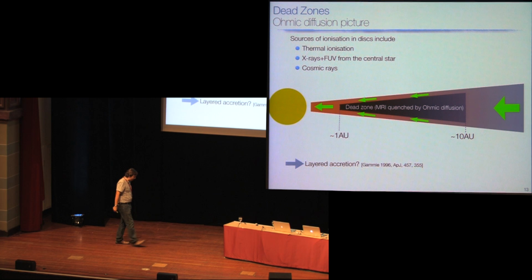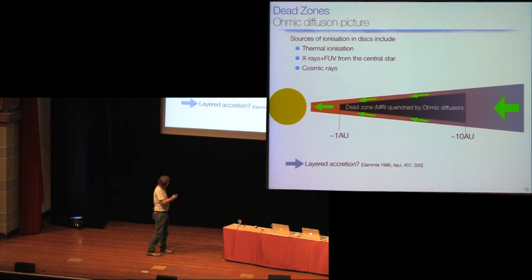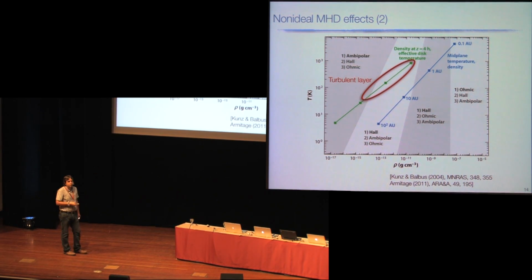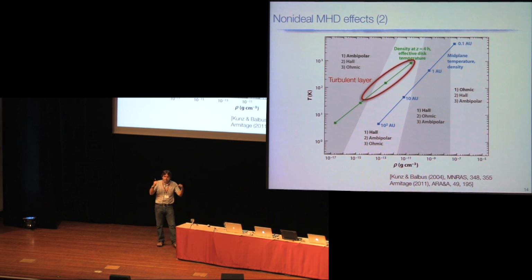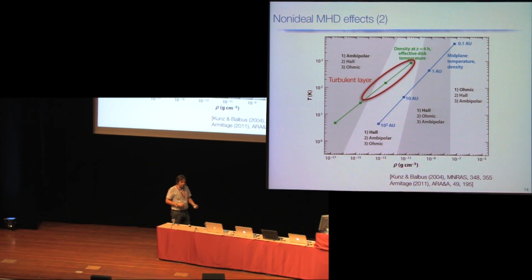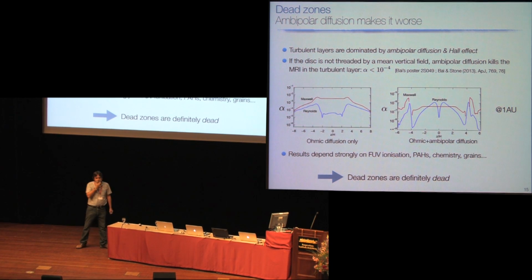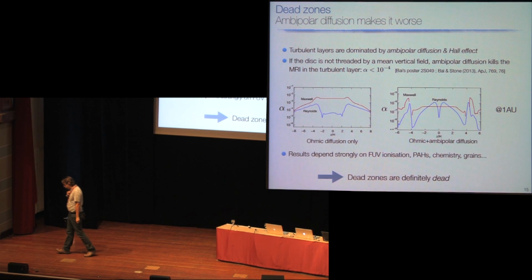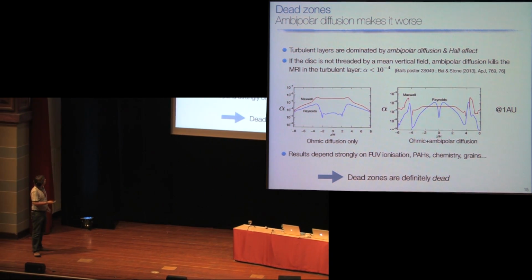Now, if you remember what I was telling you about these non-ideal effects, in this upper layer, in this plot, you are up there. You are in this region where ambipolar and Hall effects dominate. Ohmic diffusion is negligible in this upper layer. So people have been trying to understand what's going on in this active layer, including ambipolar diffusion. And the result is a bit worrying. So this is what we find. If you now take into account ambipolar diffusion in a dead zone, you find that essentially the MRI totally disappears from the disk. You don't even have an active layer. You have nothing.